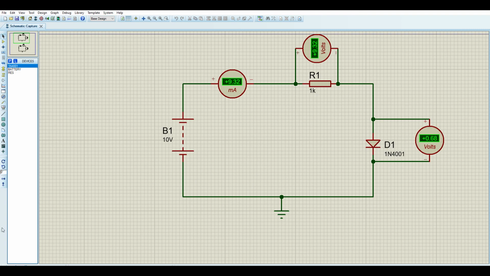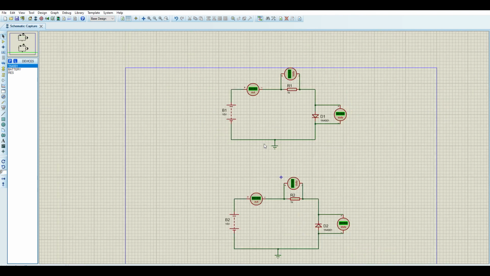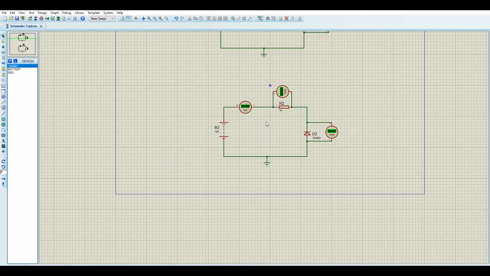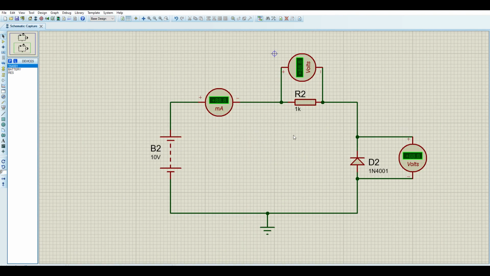If we look at the second circuit, remember that the diode in the circuit is reversed, so there is no current flow in the circuit. When we run the circuit, we see that the current in the circuit is 0 amperes and all the voltage in the circuit is collected in the diode.